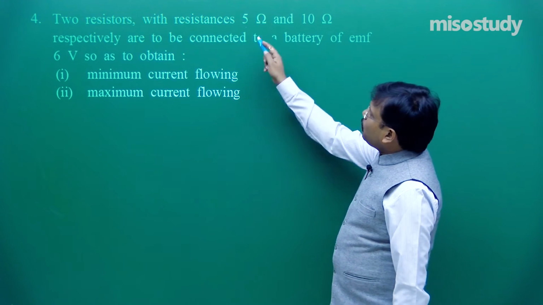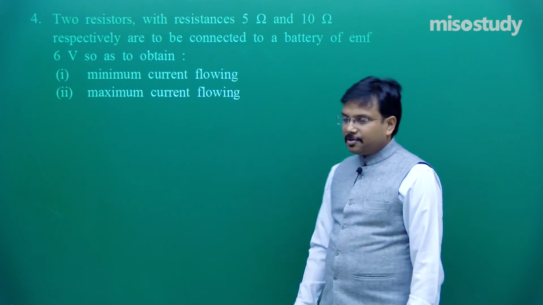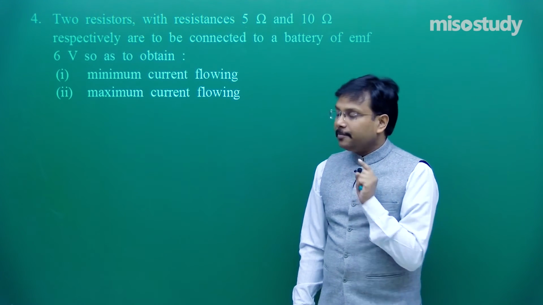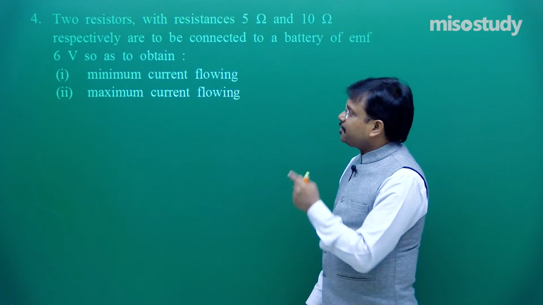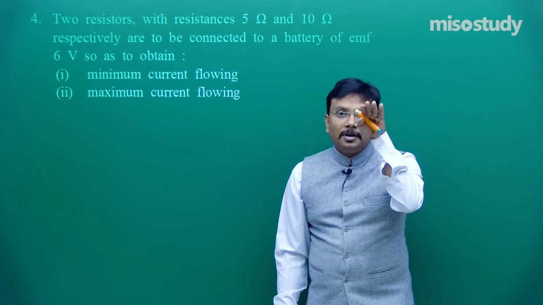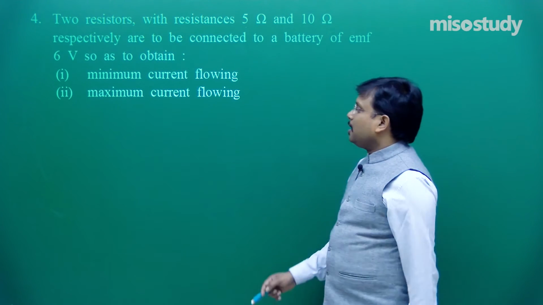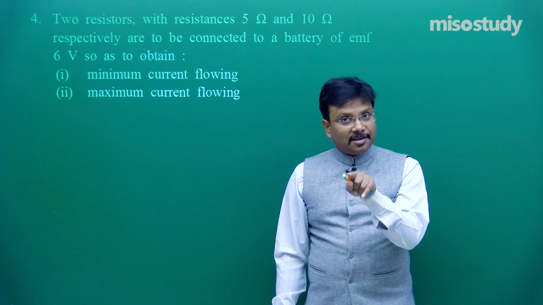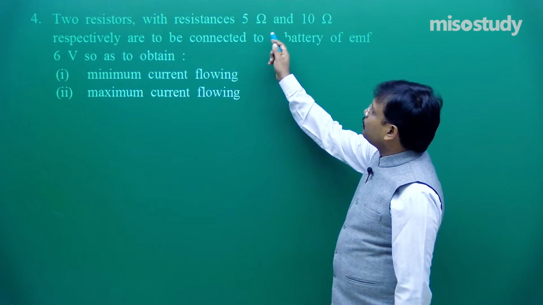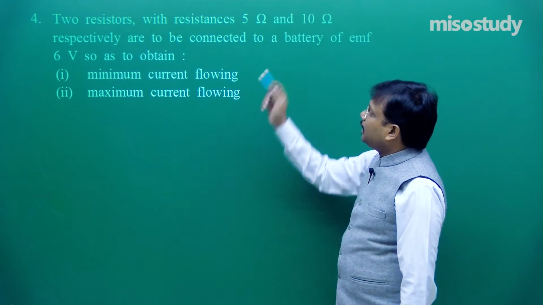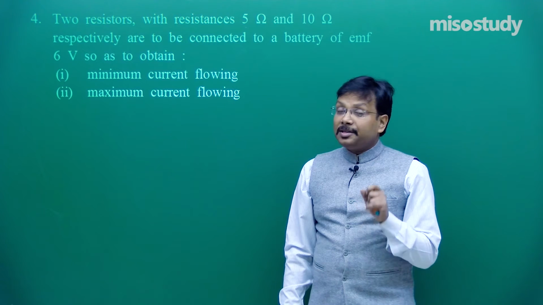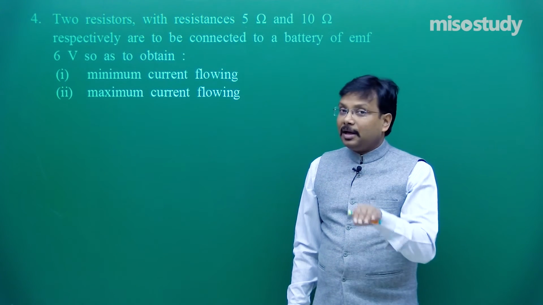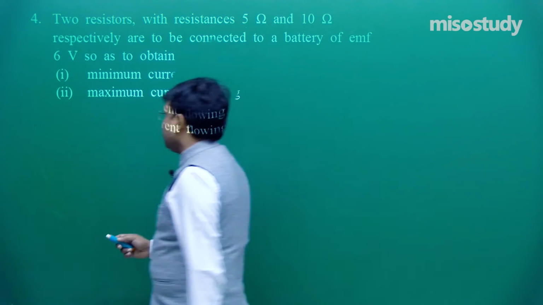Now, when you connect the resistors in series, resistance is going to be maximum, fine. So, if the resistance is maximum, the current will be minimum. Second, maximum current flow will take place when resistance is minimum. So, minimum resistance you will get when you connect 5 ohm and 10 ohm in parallel, because then the value of net resistance is going to be smaller than 5 ohm. So, less the resistance, more the current.